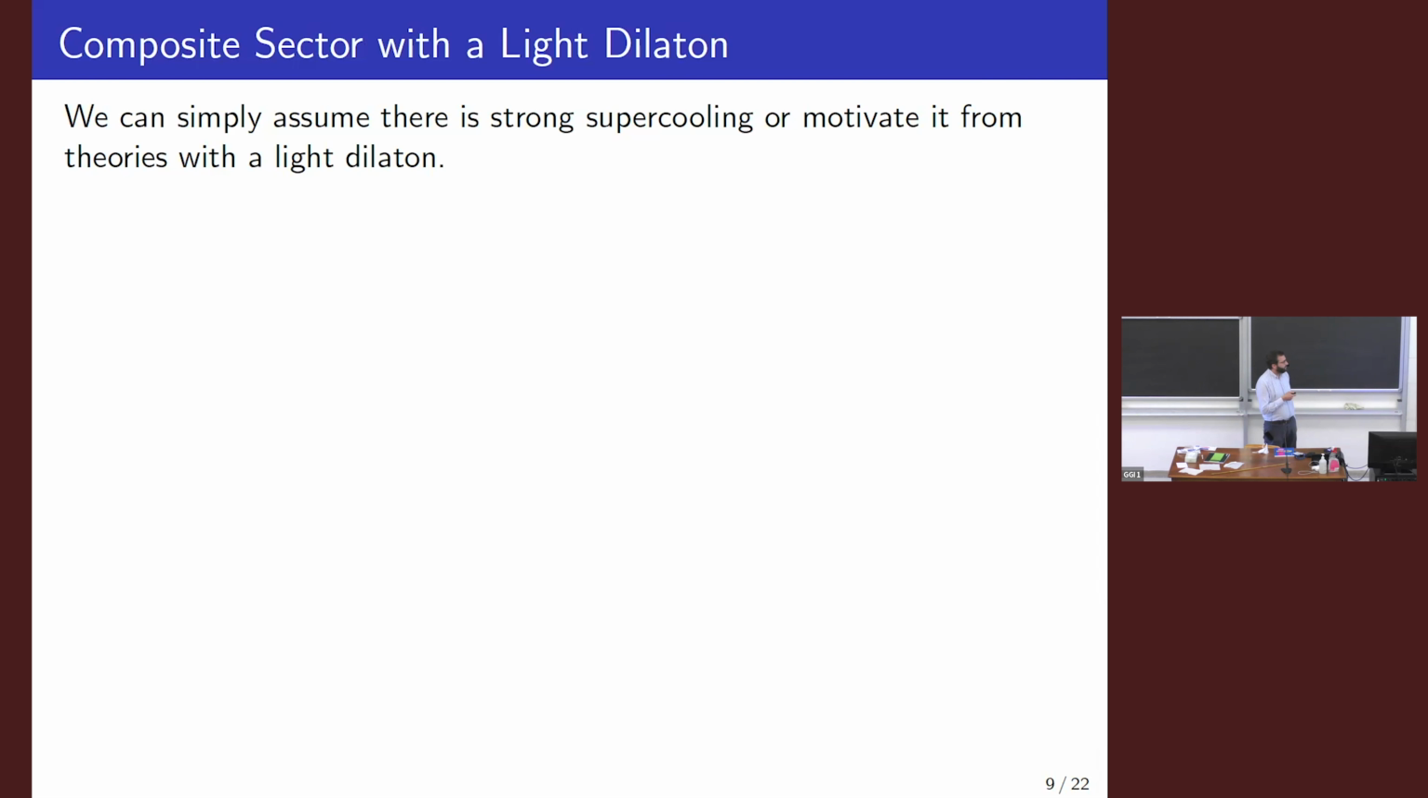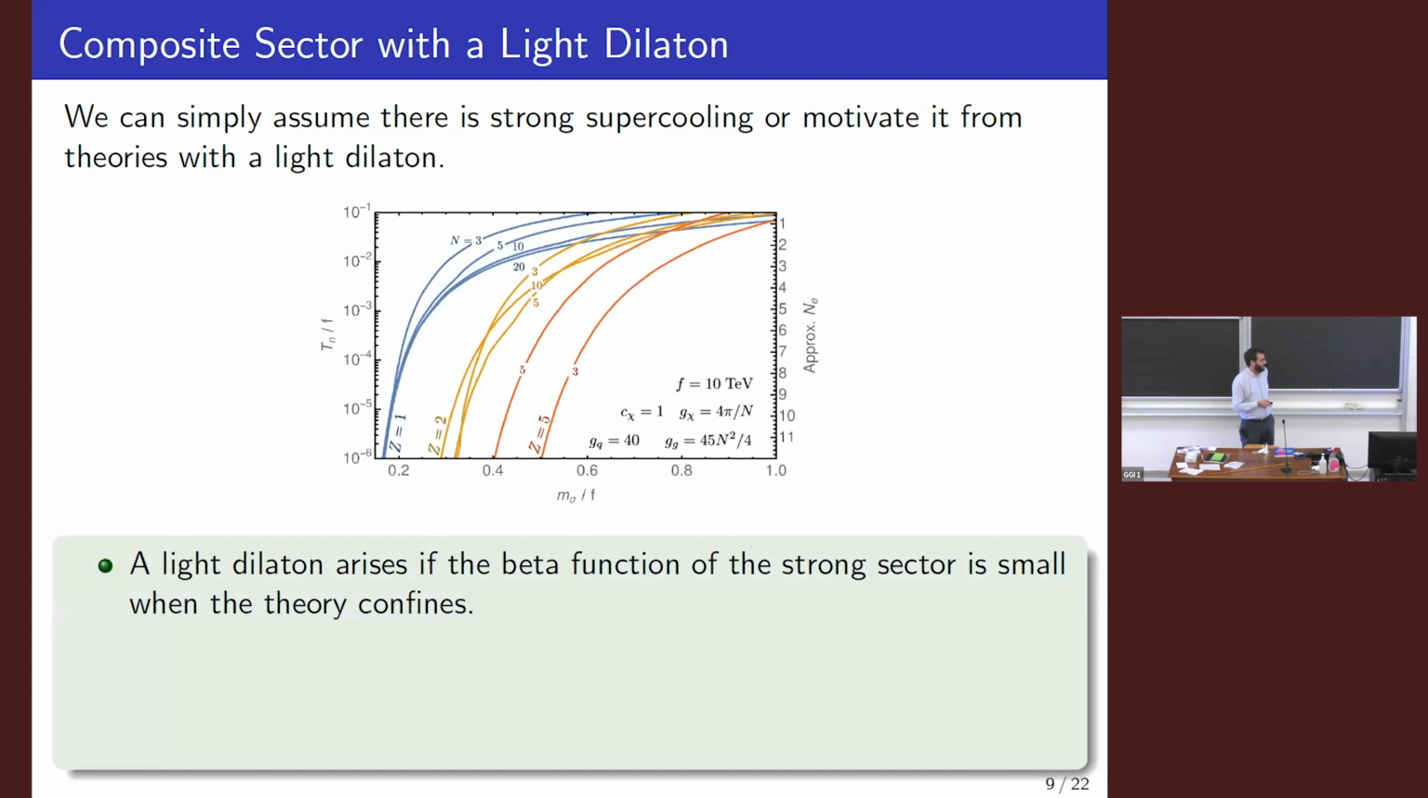So we can simply assume that there's some strong supercooling, motivated from theories with a light dilaton. And this light dilaton arises if the beta function of the strong sector is small when the theory confines. So this isn't somehow a generic thing. This doesn't happen in QCD, right? Where you just have a crossover, you don't have a strong phase transition. But there are ways of estimating the supercooling.